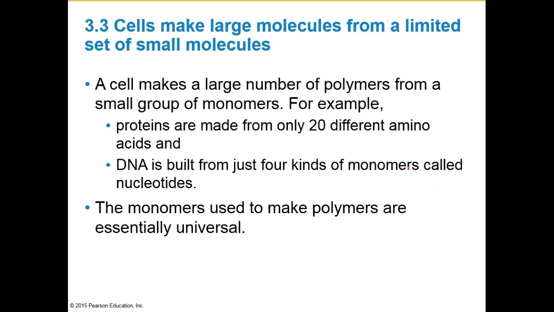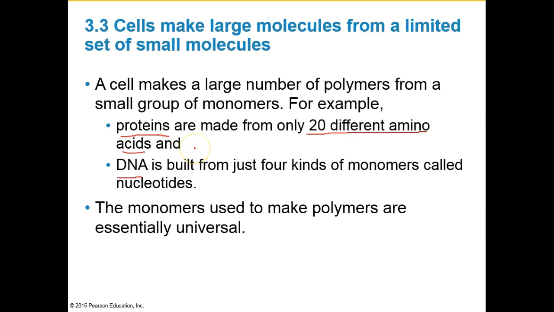So a cell makes a large number of polymers from a small group of monomers, and that's kind of a key thing that we'll talk about. Like proteins that we'll look at later, they only have 20 different amino acids. And this actually makes up your entire body. So there's proteins everywhere, and every one of them is a little different. Right? And it's only 20 different repeating units.